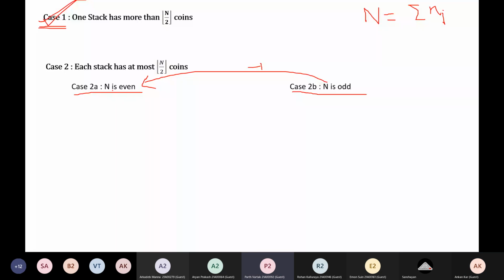And for n odd, it will just be the reverse. For n odd, A will take the first coin and it will reach case 2A. You can see why it will still be in case 2, because if n is odd, then floor of n by 2 is the same as when n is even, floor of n by 2. That's why it will still remain in case 2. Understood. Thank you.